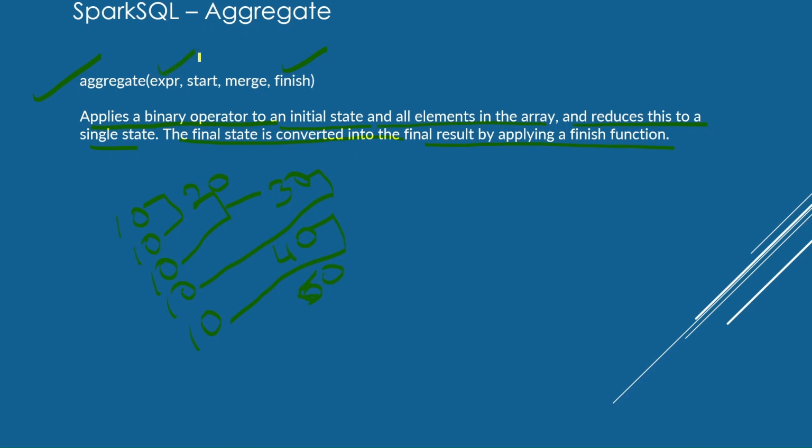And this is the expression, this is the start, this is the merge. I will show you how this aggregate function works in Spark SQL when I do the exercise. The main thing is that whatever the aggregation is, it will give you a single state of the value by applying the finish function. This is the function I am talking about. If you are not able to understand at this point of time, it's okay. Be with me for a couple of minutes, I will show you in the exercise.